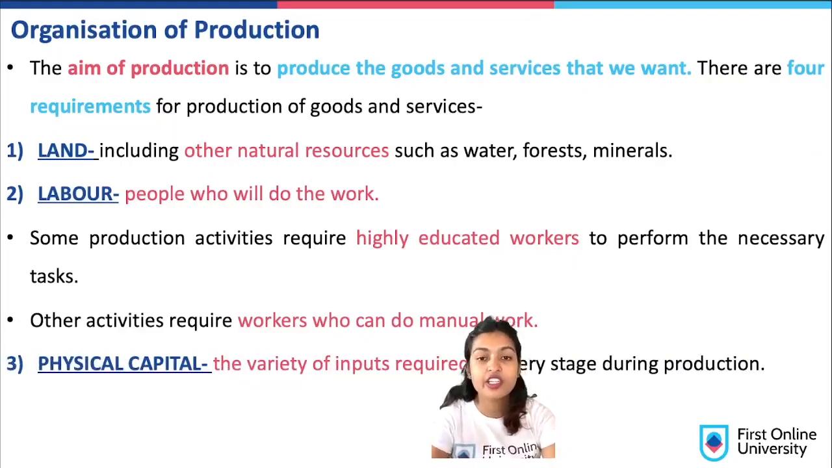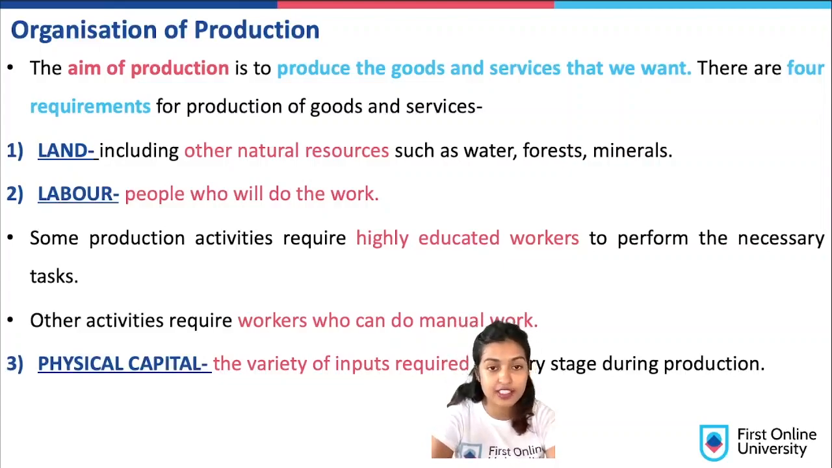Then you have the physical capital, the variety of inputs required at every stage during production. We've taken the example of cotton. To grow cotton, first you need black soil. That is one of the inputs. And if it is not growing well, or a lot of pests are attacking the crop, then we use pesticides or insecticides. That is also a kind of input. So this is called the physical capital.